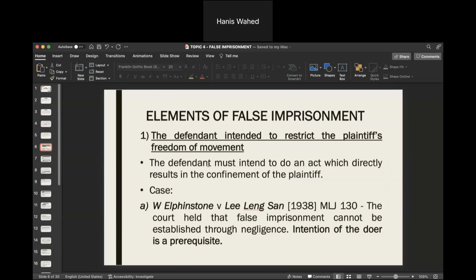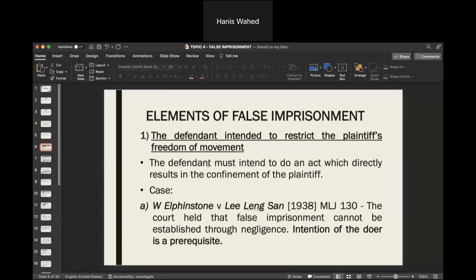But if you read other textbooks, like the textbook by Norchaya Talib, it lists four elements, including that the imprisonment must be an act, not omission. But I believe you already know, because I already explained the features of intentional tort, that it must involve an act, not omission. So we will focus on these three elements only.